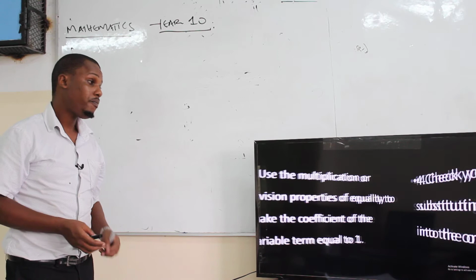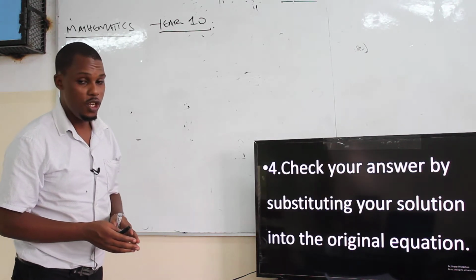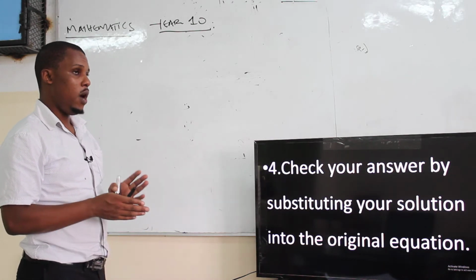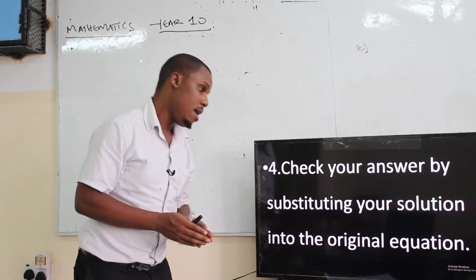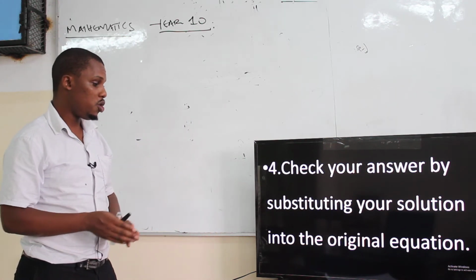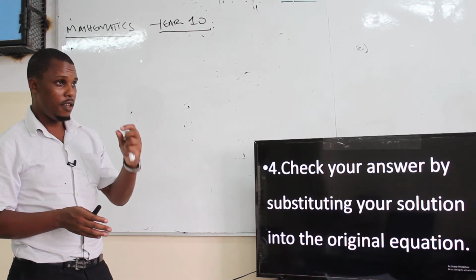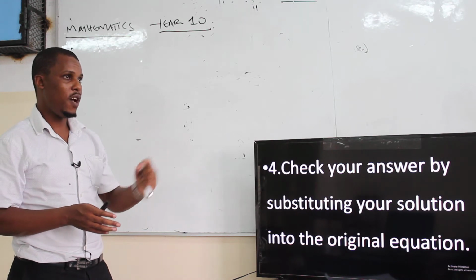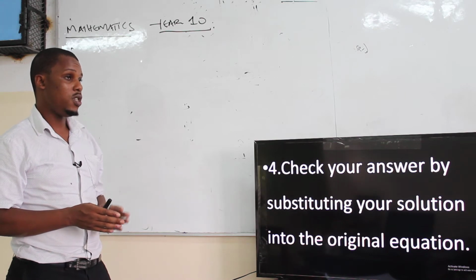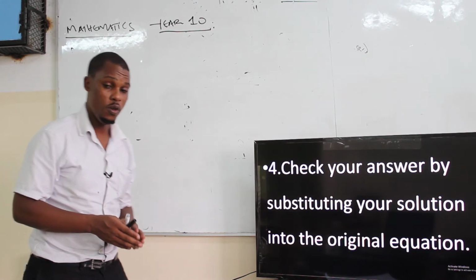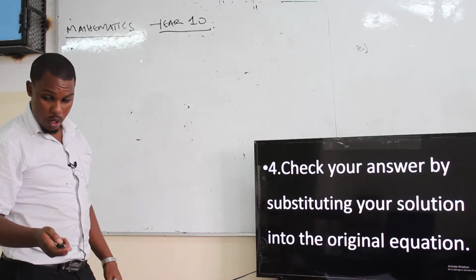Then step number four: check your answer by substituting your solution into the original equation. If you want to confirm your answer, to make sure that you don't have any mistake, you can check it by substituting your solution into the original equation. So once you find that the value of, let's say, a variable A is 5, substitute that 5 into the equation and see whether you get the original answer. Before I do the example, there's an NB that I want to emphasize.